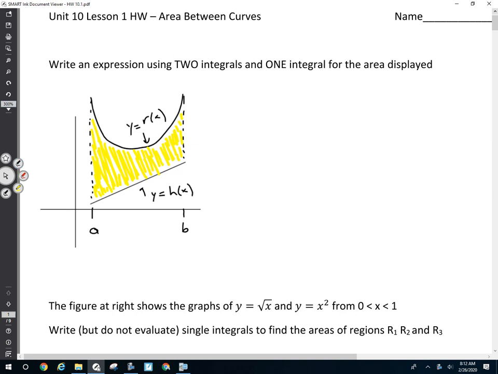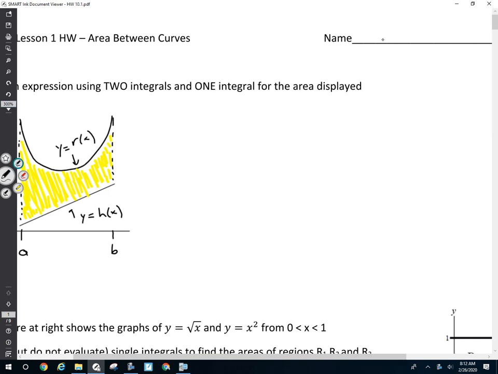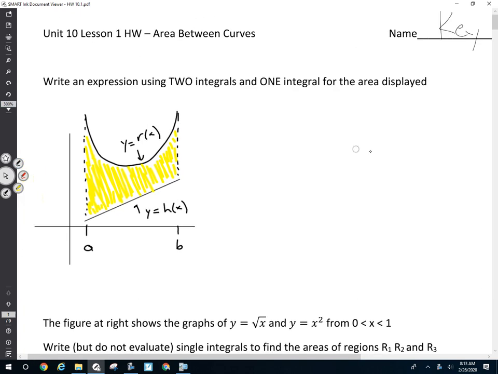All right, here's the 10.1 homework video key. And what I want us to do when asked to find areas in between curves, first of all, understand that the area is always positive. Greater than 0 means you're positive.